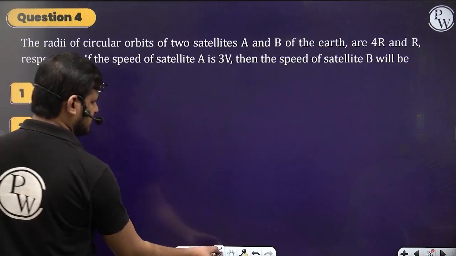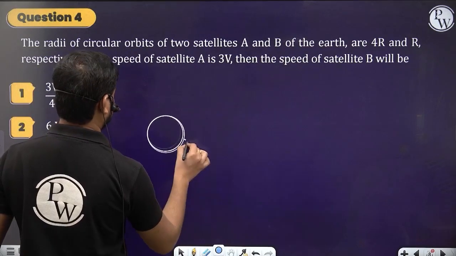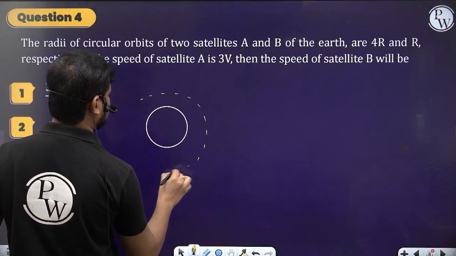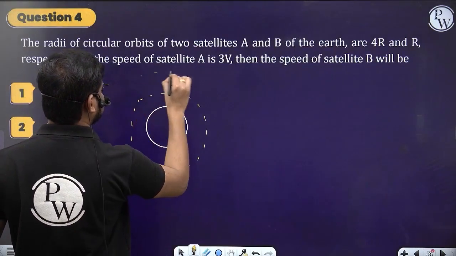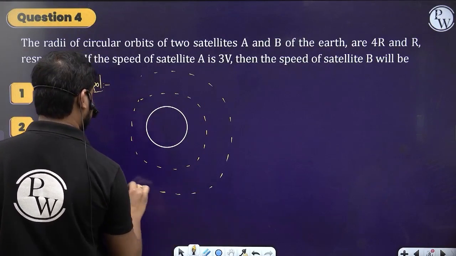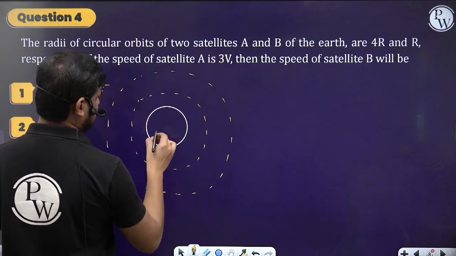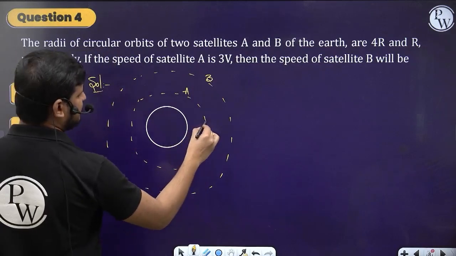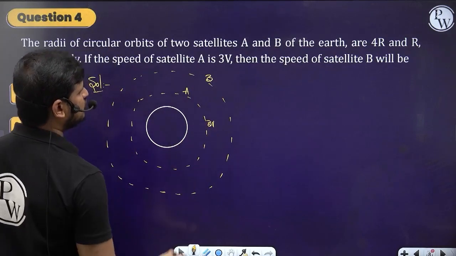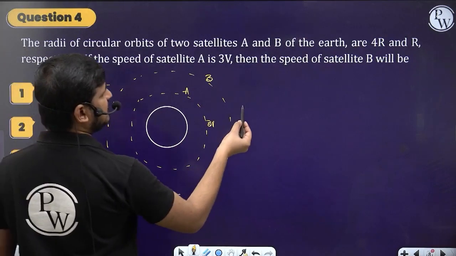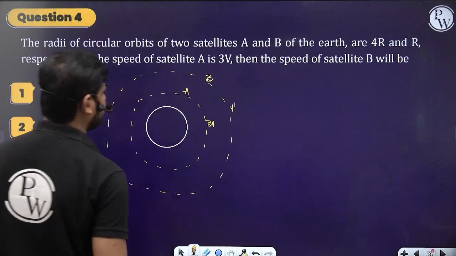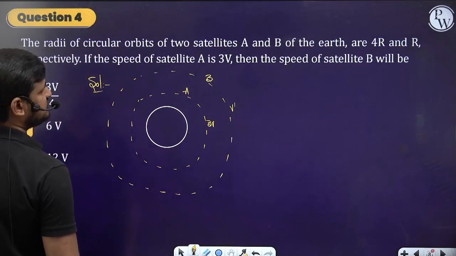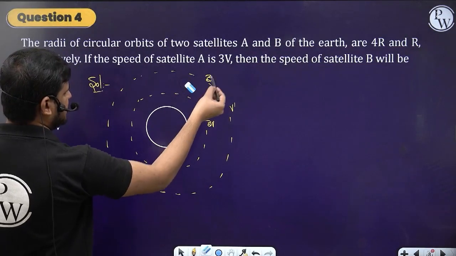So this is the Earth. From Earth there are two satellites. Consider this satellite A and this satellite B. So this is A, let's say this is B. The satellite A is revolving with a speed 3v. Now what is the velocity of the satellite B? Let it be v dash. They are at 4r and r respectively. A is 4r, so let's take A outside, B inside.